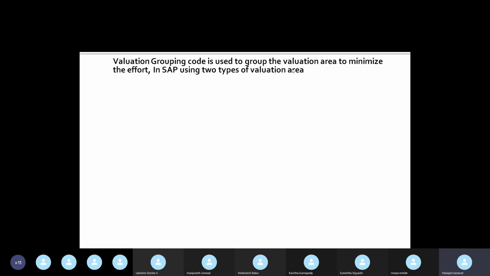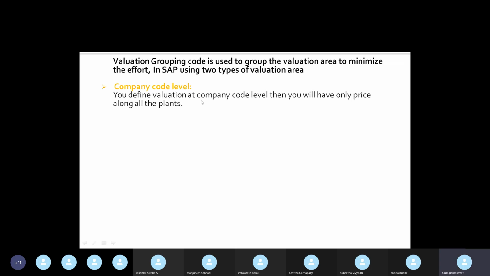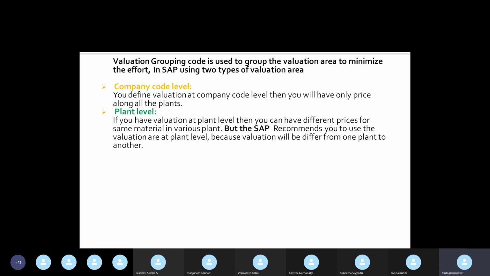Valuation grouping code is used to group the valuation areas to minimize the effort in SAP, using two types of valuation areas. Company code level: if you define valuation at company code level, then you will have the same price along with all the plants. If you define the grouping code at plant level, then you have different prices for the same material in various plants. But SAP recommends you to use valuation at plant level, because valuation will differ from one plant to another.